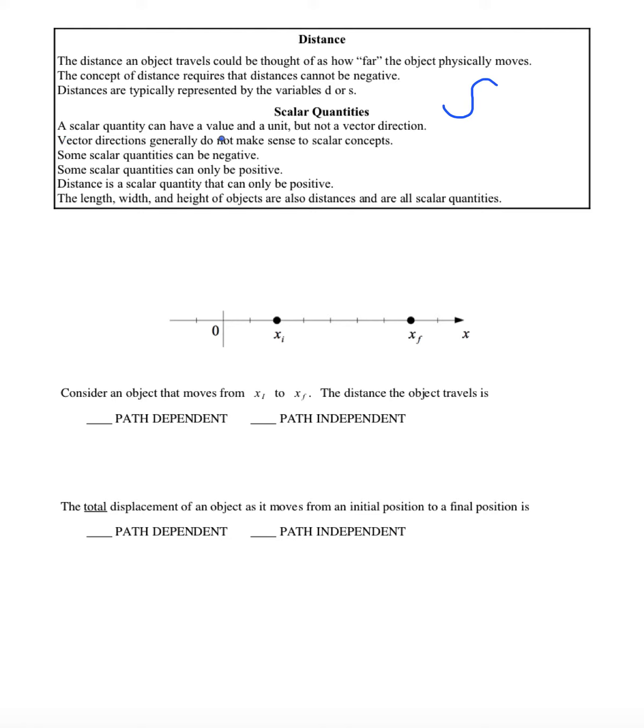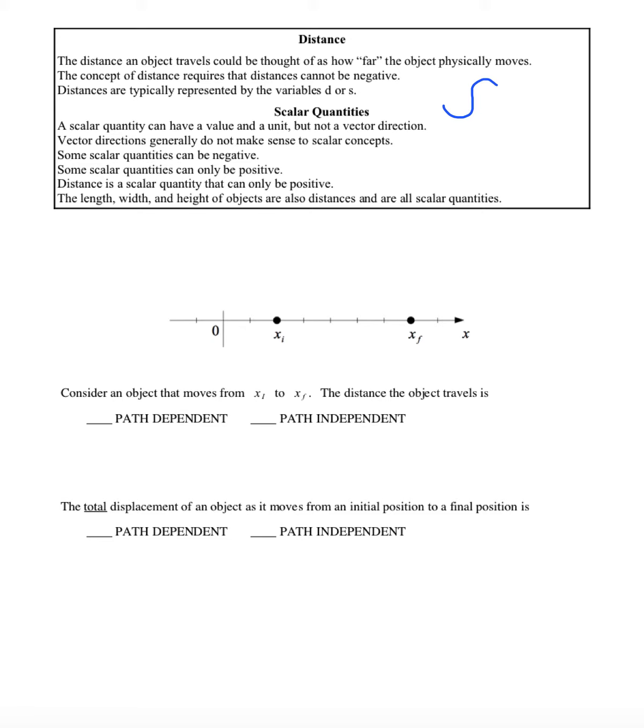A scalar quantity can have a value in a unit, but it would not have a vector direction. One way to tell if a concept is scalar is vector directions wouldn't make sense to the concept. And that would definitely be the case when it comes to distance. It is possible for some scalar quantities to be negative, though. Some scalar quantities, such as distance, can only be positive. Length, width, and height are examples of distances, and those would be scalar quantities.